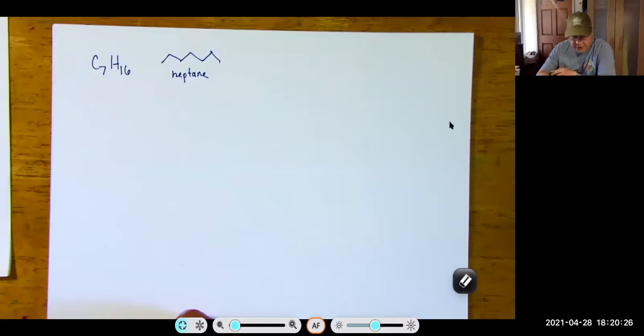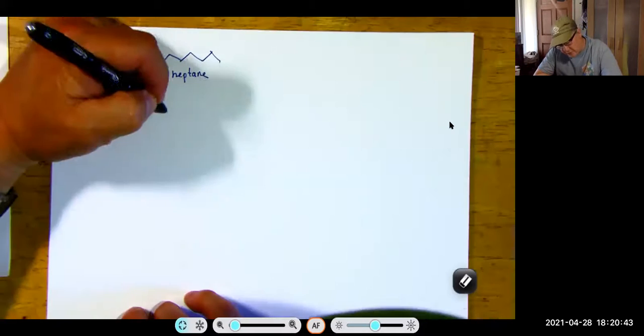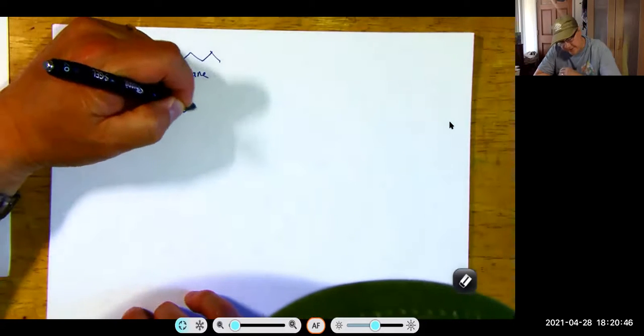So hopefully that's where you started. Always start with the longest because it's the easiest. There's only going to be one that's the longest. So the next one's got to be 6.